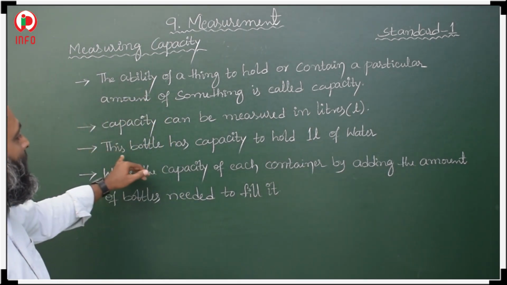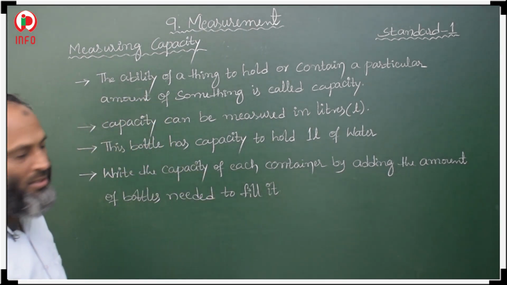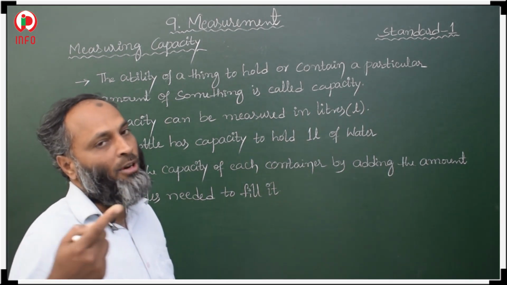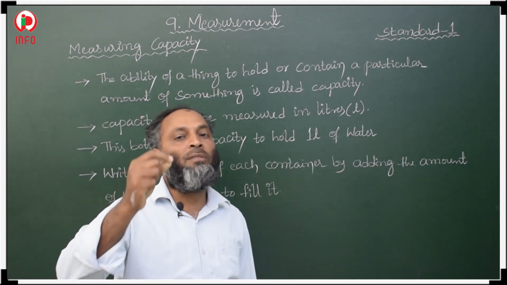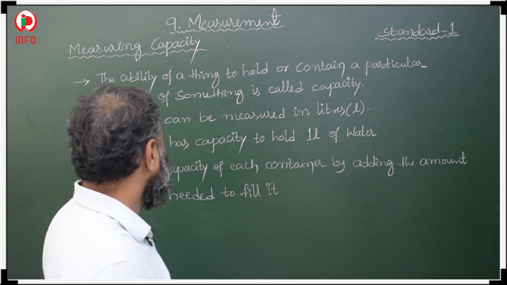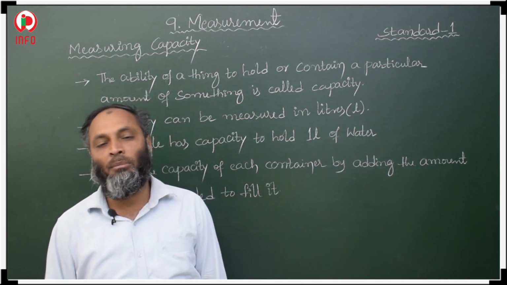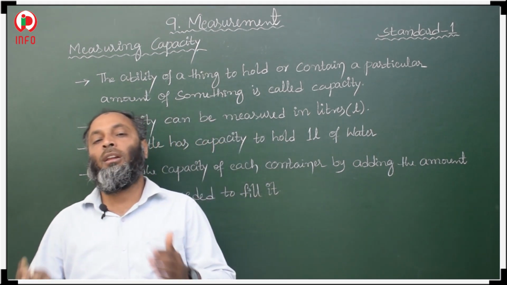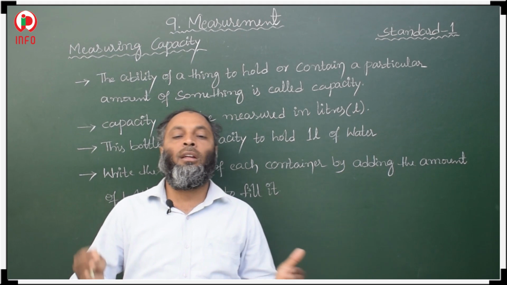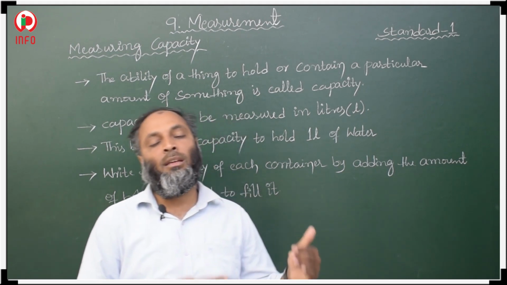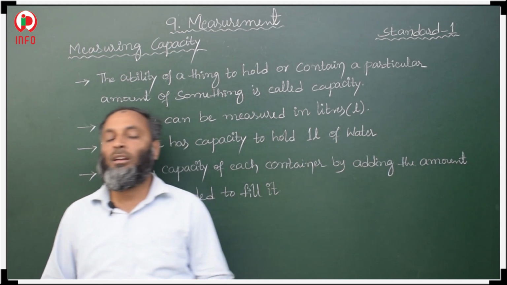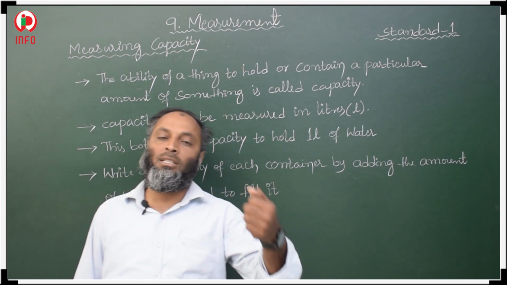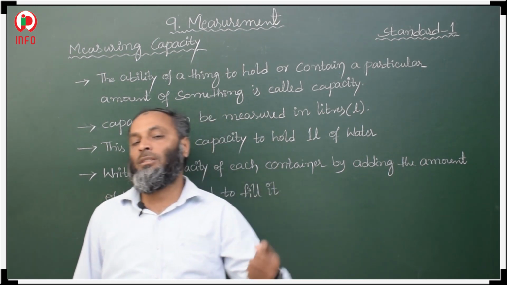Suppose a water bottle has a capacity of 1 liter, that means the capacity of that bottle is 1 liter. So this is about capacity. What is capacity? Capacity means how much liquid a particular object can hold, either it is a jug or a water bottle, whatever it is. Okay.